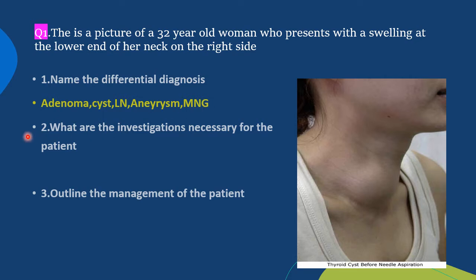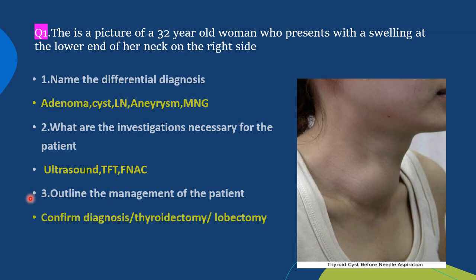Question number 2. What are the investigations necessary for this patient? The answer: ultrasound scan of the neck and thyroid function test, which consists of T3, T4 and TSH, and fine needle aspiration cytology. The third question: outline the management of the patient. The answer is to confirm the diagnosis with the investigations mentioned, followed by thyroidectomy, either hemithyroidectomy or a lobectomy.